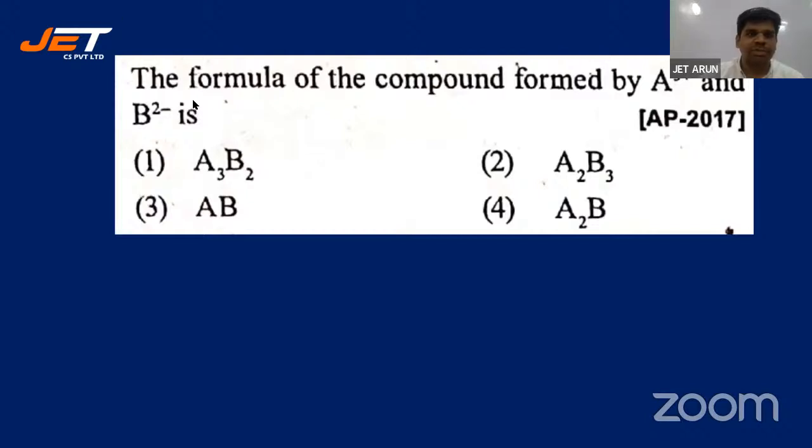Here is an interesting question. The formula of the compound formed by A3 plus and B2 minus is. The formula of the compound formed by A3 plus and B2 minus is A3B2, A2B3, AB, A2B.